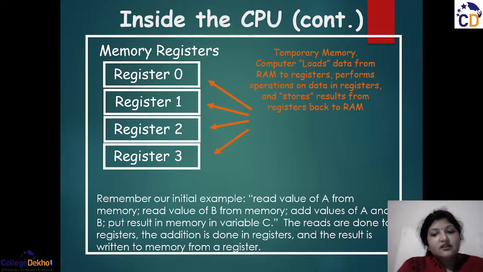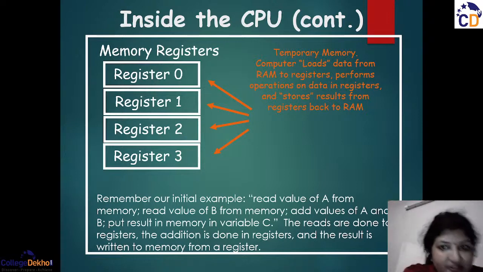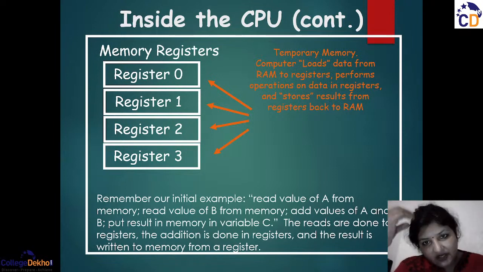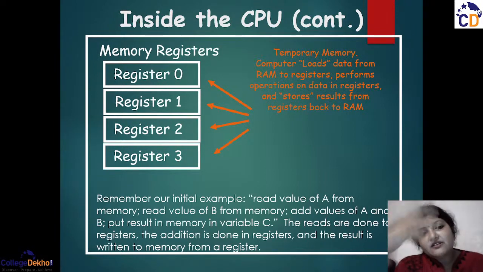The reads are done to registers. So what is the role of these registers? Basically for performing any operations, right? And then we are getting the result and putting that result in the main memory itself. So we are taking the inputs from the main memory, and then after processing in the register we are putting those results into the memory itself.